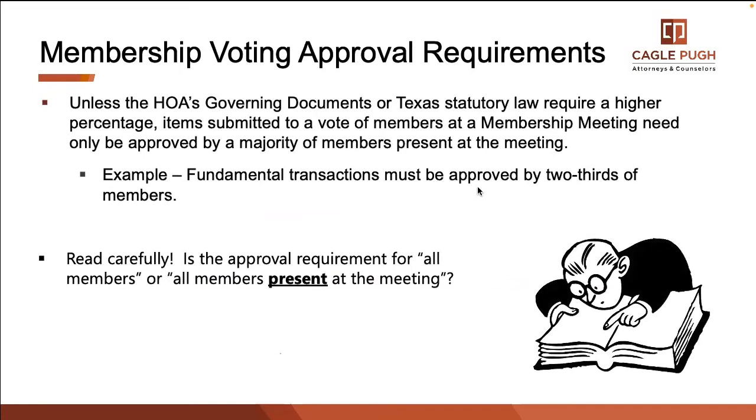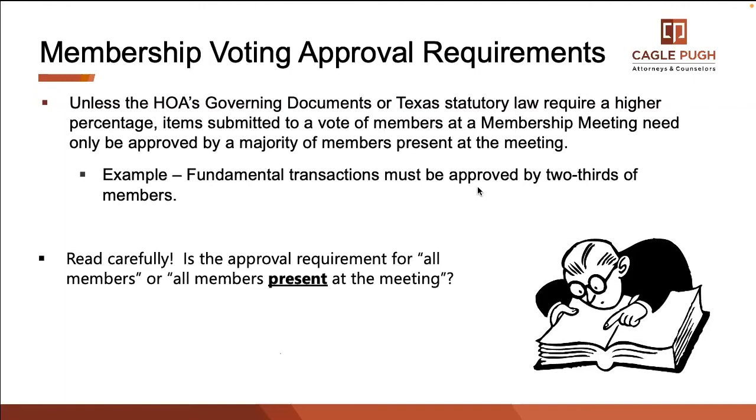Unless the HOA's governing documents or statutory law requires a higher percentage, items submitted to a vote of the members at a membership meeting only have to be approved by a majority. For example, for fundamental transactions, if you're trying to sell all or substantially all of the assets of the association, you need 2/3 of a vote. A lot of governing documents will also indicate higher percentages for things like amending the declaration or approving a special exception.